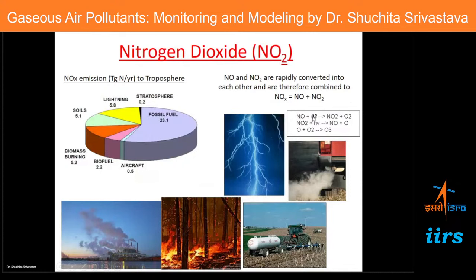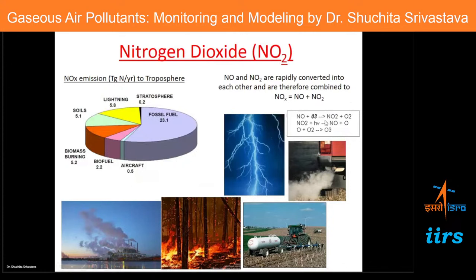Nitric oxide reacts with an ozone molecule and produces an NO2 molecule and an oxygen molecule. This NO2 photodissociates at wavelengths less than 420 nanometer and produces nitric oxide and an oxygen radical. This oxygen radical reacts with an oxygen molecule to produce ozone. So this is a null cycle, meaning one ozone molecule is consumed and one ozone molecule is produced in this process. One nitric oxide molecule is consumed and one is produced. Similarly, one NO2 is produced and one NO2 is consumed. So this is a null cycle, meaning it is neither production nor loss of any of these chemical species.